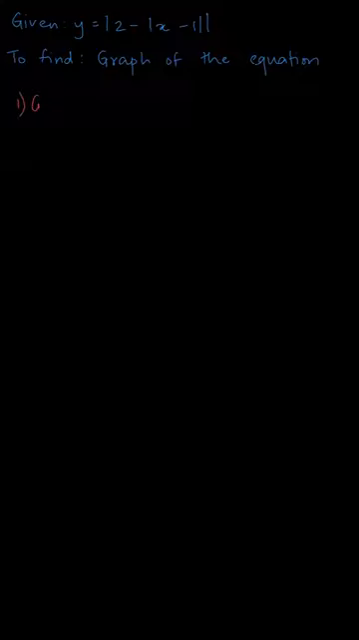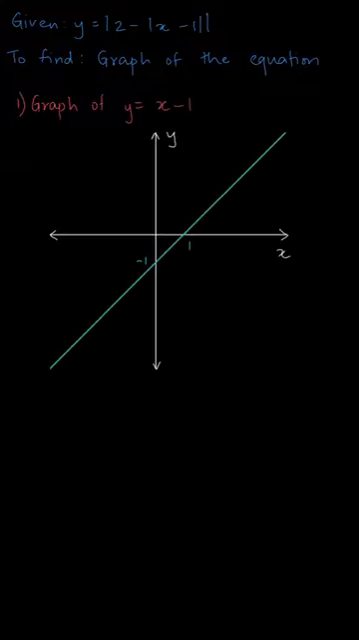So let's proceed. The first graph that we'll be drawing would be of y equal to x minus 1. Here we substitute x equal to 0 and we get y equal to minus 1. So we get 0 comma minus 1, and when we substitute y equal to 0 we get x equal to 1. So hence we get 1 comma 0 as the two points. So we draw a straight line joining those two given points, hence we have this given graph.